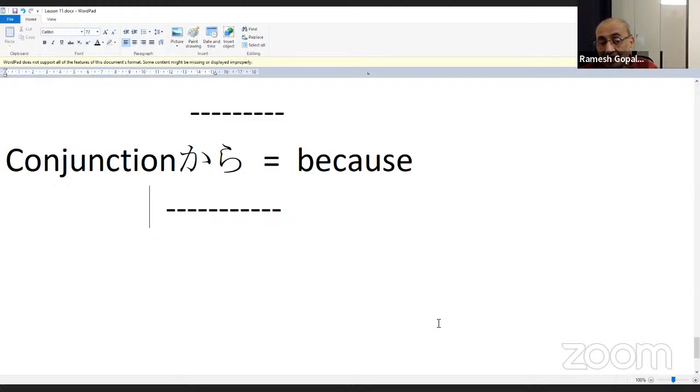Ice cream o kaimasu. I'll buy ice cream. Ice cream ga suki desu kara. Or you can say ice cream o tabemasu. I'll eat ice cream.